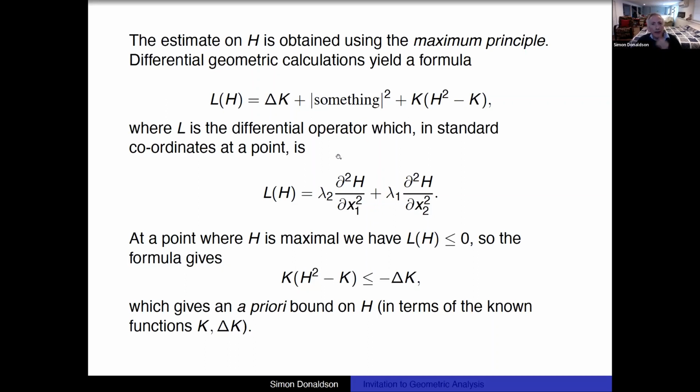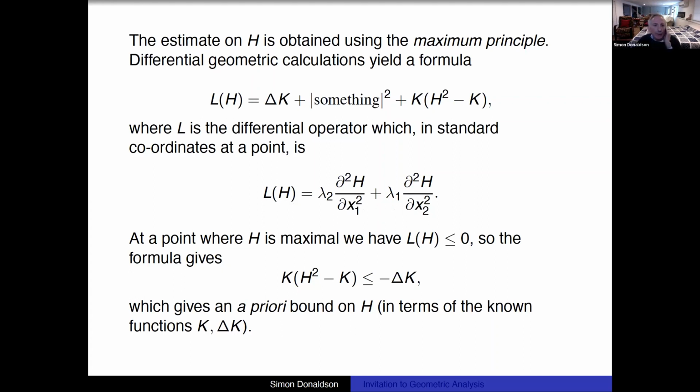So what is this operator L? If we go to a point and take standard coordinates adapted to that point, so we take the coordinate directions x1 and x2 corresponding to the principal axes, as we described before, then at that point L is given by something like the Laplace operator, but we weight the second derivatives by λ2 and λ1. The subtlety is that you're interchanging 1 and 2 here. This is what turns out to be the right thing.